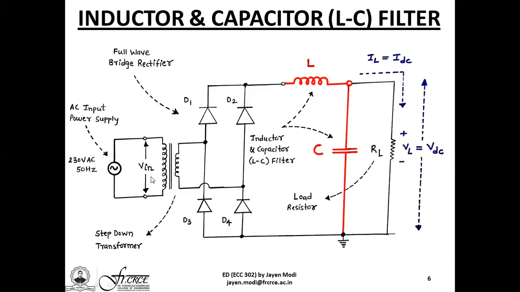So once we start sketching it, we always go from right to left. Our first diagram would be that of the AC input power supply, which is 230 volts AC 50 Hertz single phase. It is connected to the primary windings of the step down transformer having a turns ratio N1 is to N2. Of course, N1 will be more than N2, meaning the turns of the primary windings are much more than the turns of the secondary windings.